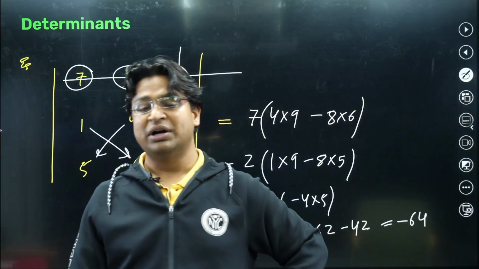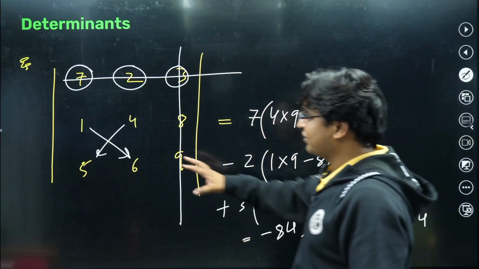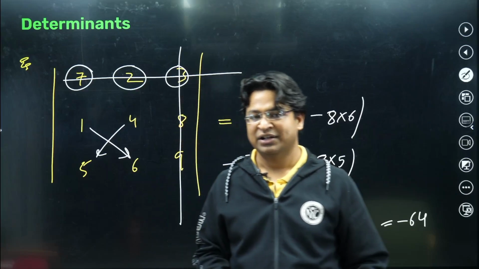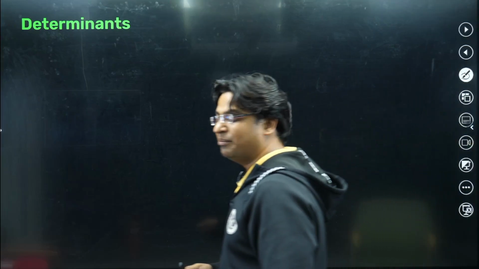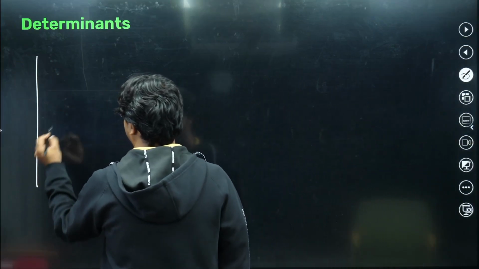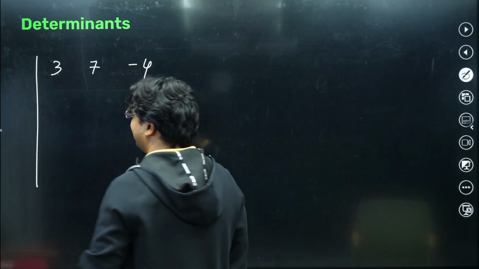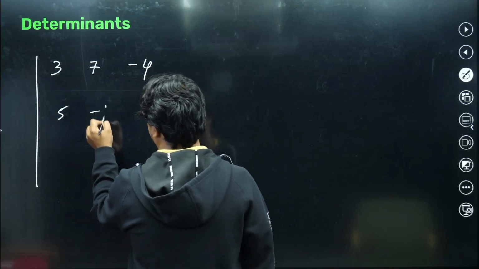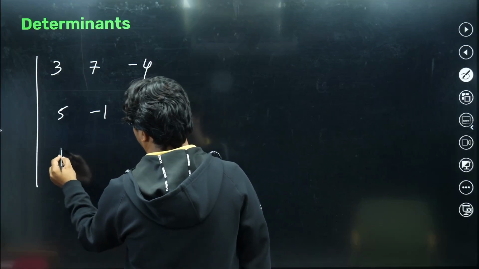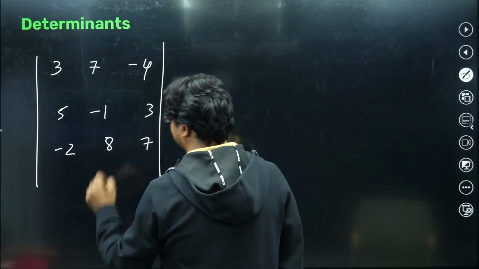So you have to learn this way of expanding the determinant. Whatever I did here, repeat that, view the video again and again. Or let me do another example with you guys. Let's try one more. Let's take a bit more complex values this time. 3, 7, minus 4. I'm deliberately putting some negative numbers now. 5, minus 1, 3, minus 2, 8, 7. So let's find out the value of this determinant.